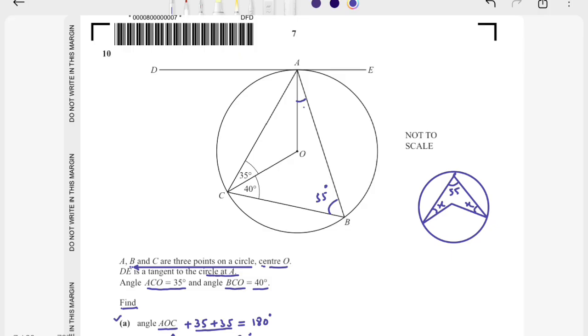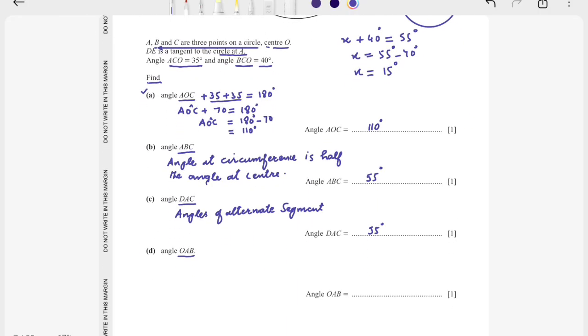Now to find out this angle, let us suppose this is x. So we can make one statement that angle x plus 40 degrees is equal to 55 degrees. So x is equal to 55 degrees minus 40 degrees. So it would be 15. So this would be the answer of the last part, that is 15. Students, you have to show working here on the space provided.